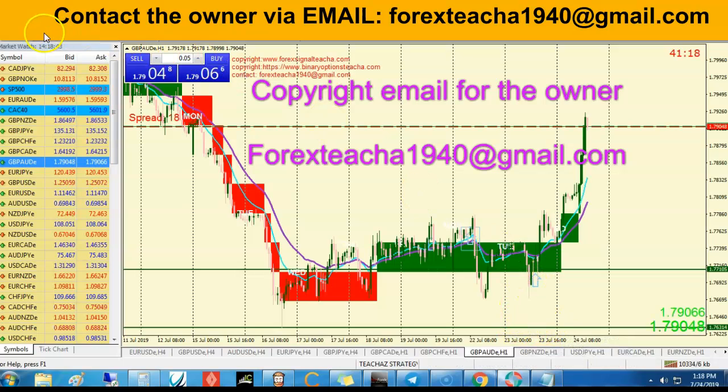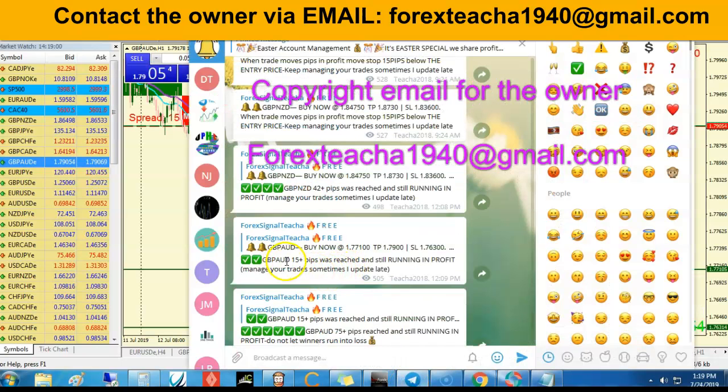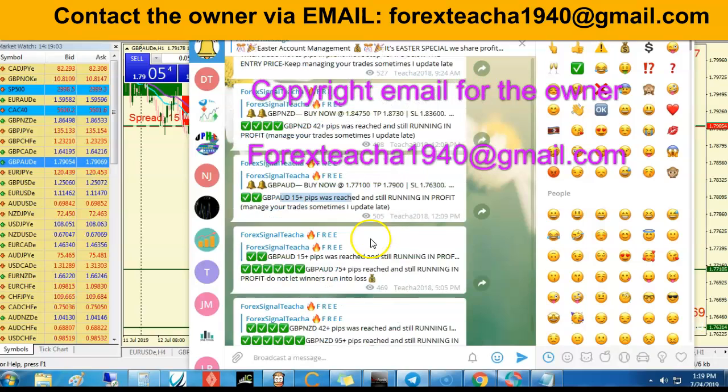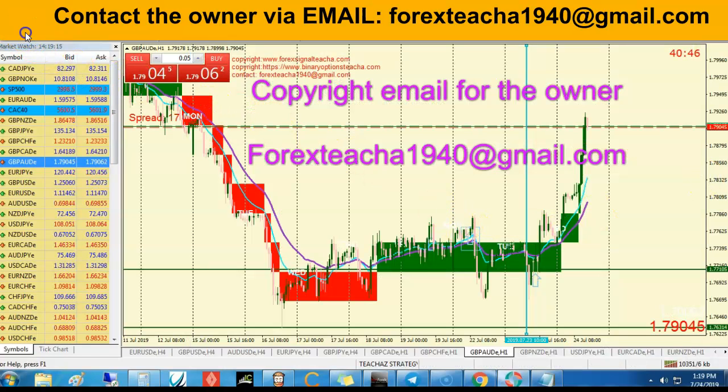So you can see that the trade was called here. From there, it never went down to touch the stop loss. It just started going up yesterday, and then I also updated in the group. I think I first updated when it was 15 pips in profit, and then I updated again when it was 75 pips in profit. You can see it here. If you go also to the MetaTrader 4, you can check that here it actually went 75 pips. This was somewhere around here, that's when I updated the trade.